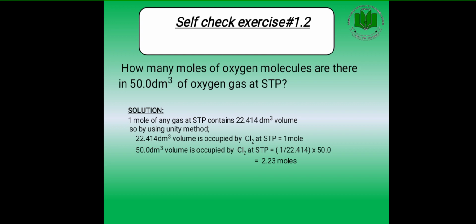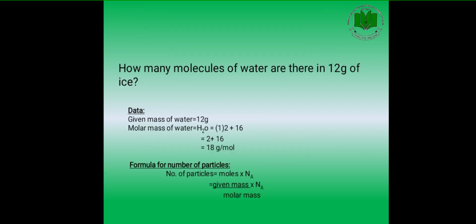यानी अभी इस टाइम पर आपने नंबर ऑफ मोल्स फाइंड आउट करने हैं, तो you will write it as 22.414 decimeter cube volume is occupied by 1 mole of gas. Then 50 decimeter cube volume occupied by chlorine at standard temperature and pressure is equal to 1 divided by 22.414 into 50. इस sequence को ज़रा याद रख लें. This is the sequence that you use in unity method and here you will get an answer 2.23 moles.